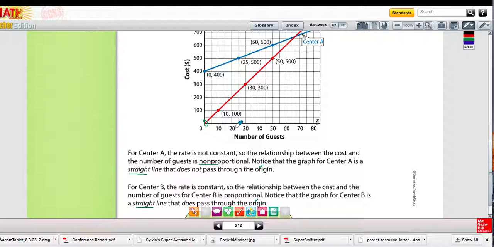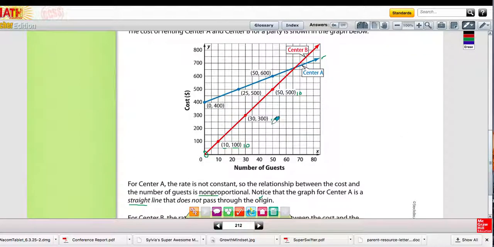Another thing to point out here is that if we took the y value divided by the x, we're going to get that constant of proportionality. So 100 divided by 10 is 10. 300 divided by 30 is 10. And 500 divided by 50 is 10. So that's going to remain the same all the way through.